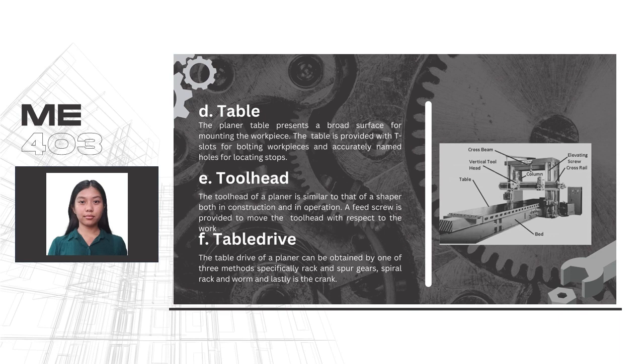Aside from those, the table is another part of the planer. This is a broad surface for holding the work. It has T-slots for bolting and holes for stops. The tool head is similar to a shaper's tool head, which has a feed screw to move it. Lastly is the table drive. This is one of three methods: rack and spur gears, spiral gear, or rack and crank.